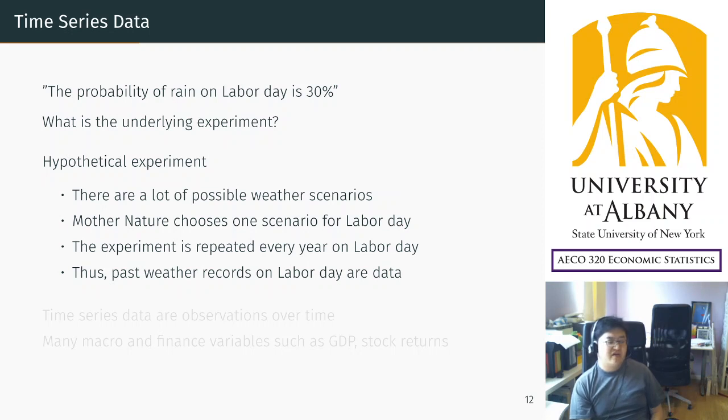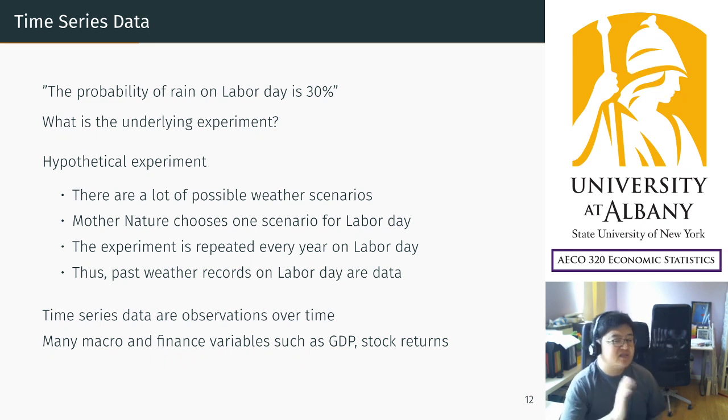And if you observe 100 Labor Day weather records, then you can calculate the probability. So it requires a very strange assumption, but still it's understandable. We can handle this probability within the same structure. And if you go deeper, the argument is a little bit more complicated, but let me just stop here.